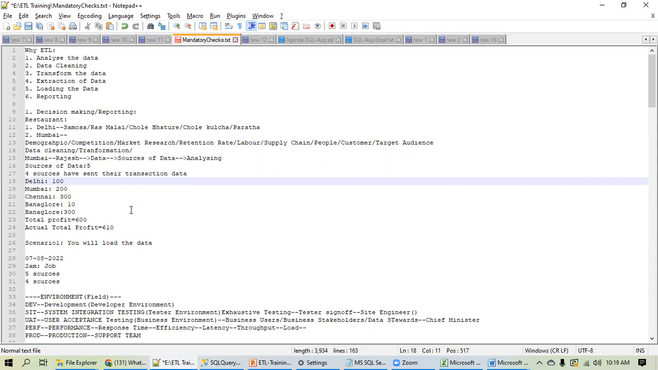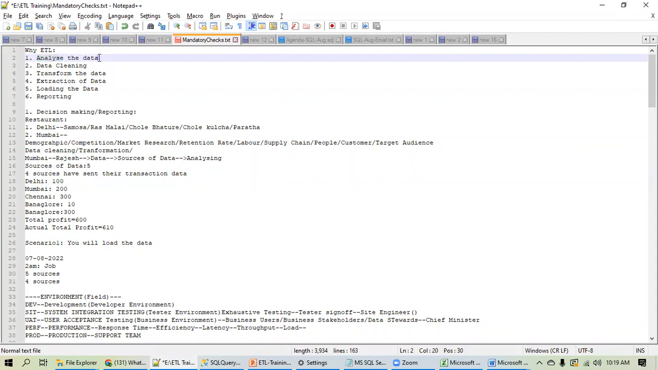So we have seen that we need ETL to analyze the data. This is one of the important core purposes for any ETL project. I'm not saying that this is the only reason, but I can say it is one of the important reasons why we need ETL.